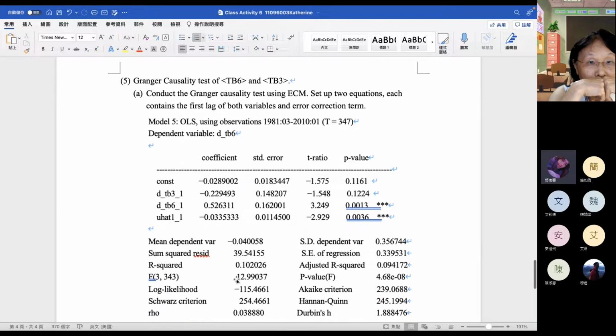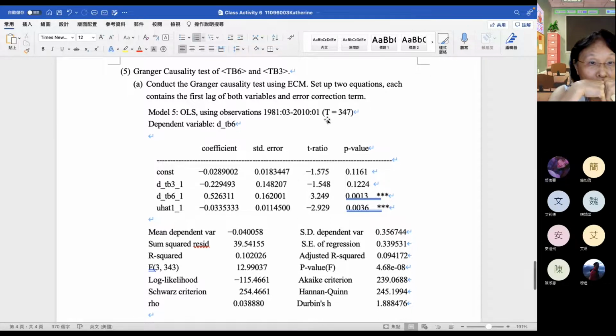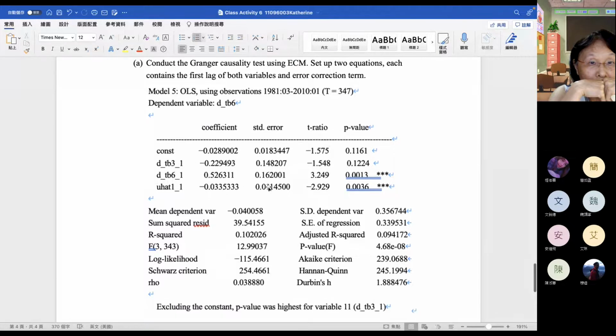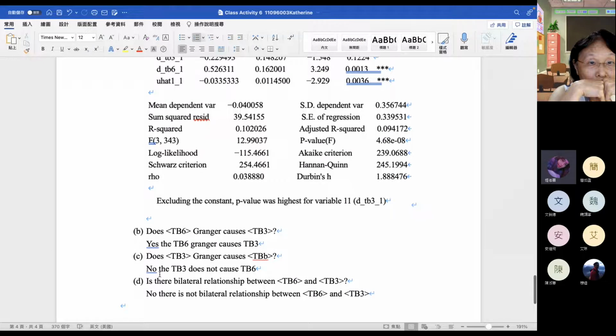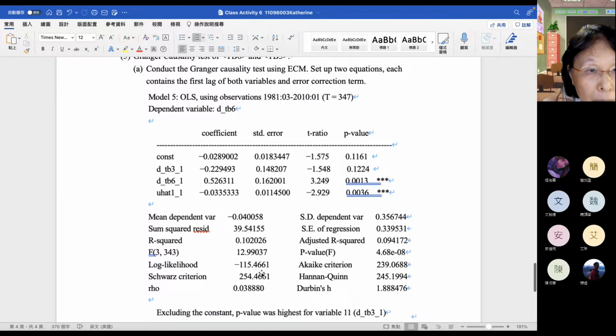Part 5, Granger causality test of TB6 and TB3. And this is the result. And part B, does TB6 Granger cause TB3? I think yes. How did you know? Where does the result show it?